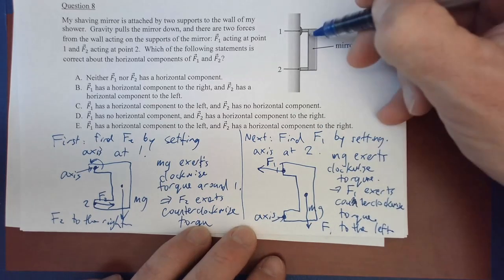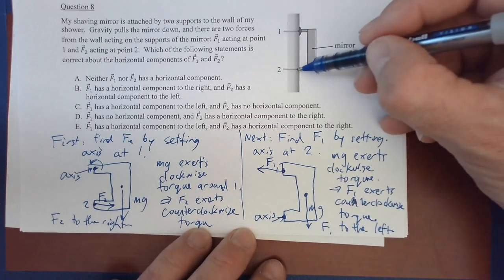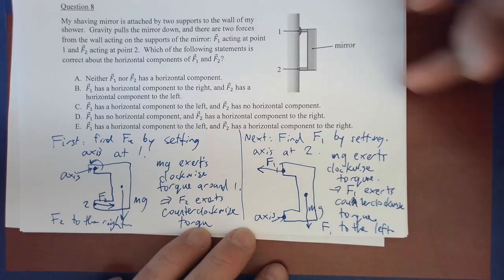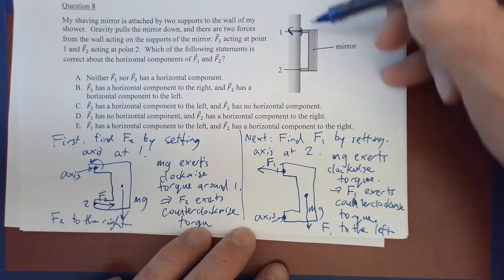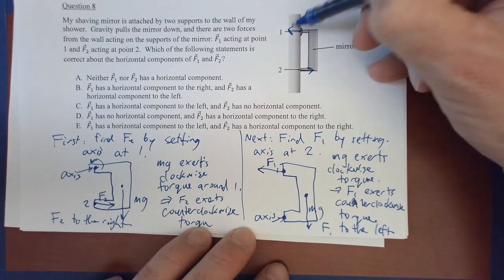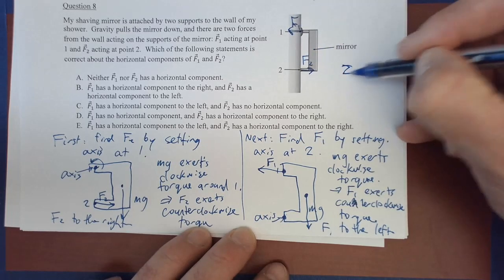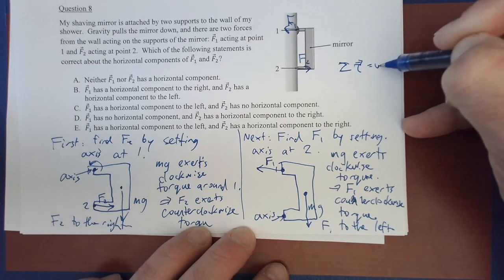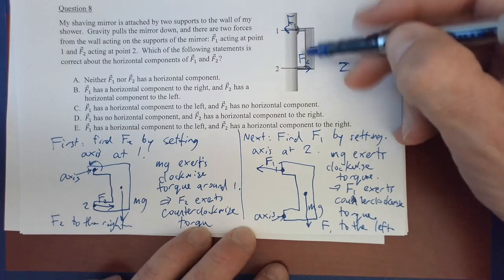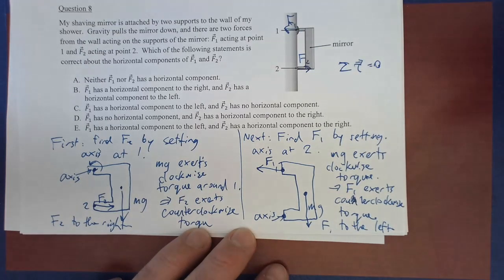Which I think is why there's a suction cup on the mirror pulling it in that way, and this can just be a stick. You can kind of imagine that, right? It has to pull here, and it has to push here. This is F1. And that's the only way you can have the sum of all the torques on the thing equal to 0 about any axis, about the rotation axis at 1 or the rotation axis at 2.